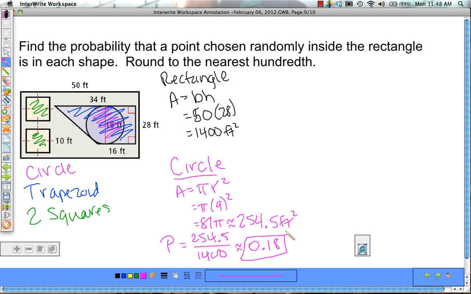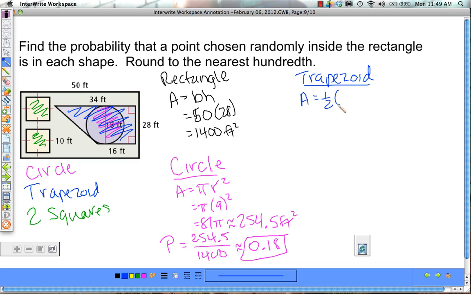So you notice we just found the area of the circle and the area of the rectangle. Circle was our event, rectangle is our sample space. So we write that ratio and we get our probability. Let's look at the trapezoid. And notice how I've been labeling everything. If colors help you, then do it in colors on your paper. But you definitely need to label what you're doing.